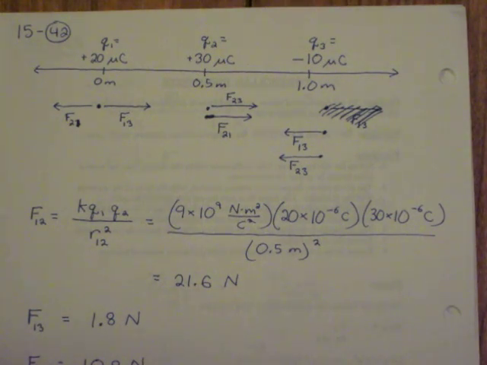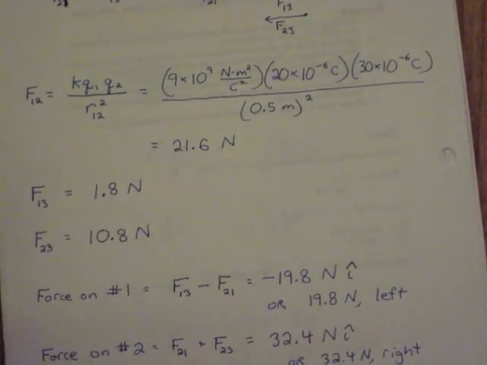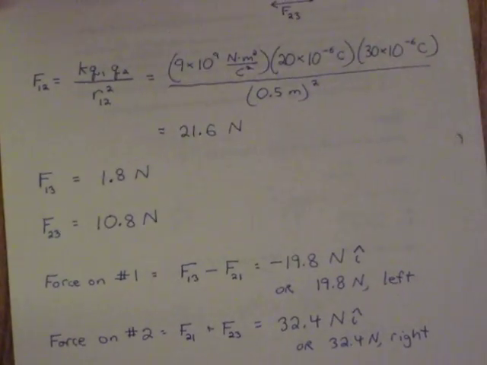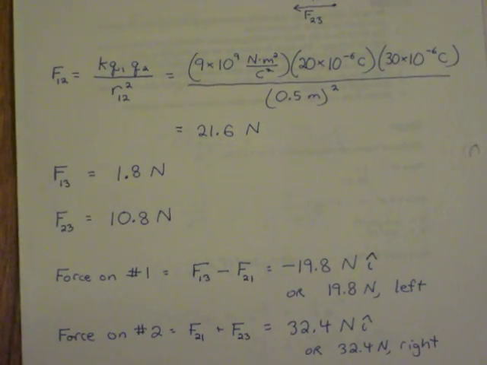So now let's find the magnitudes of those forces. Starting with the force between 1 and 2. Just apply Coulomb's law, and you get 21.6 newtons. The force between 1 and 3, you get 1.8 newtons. And the force between 2 and 3, you get 10.8 newtons when you plug in for Coulomb's law.